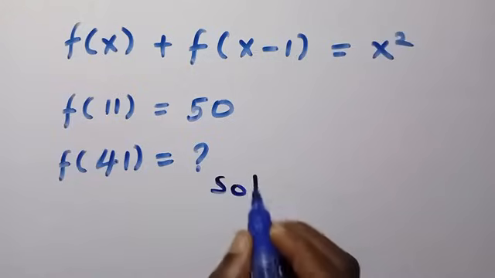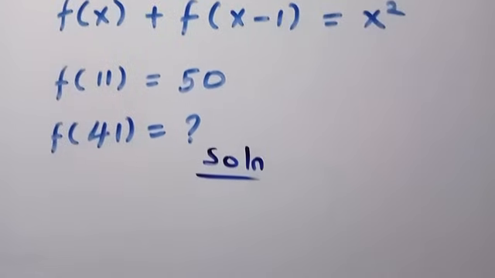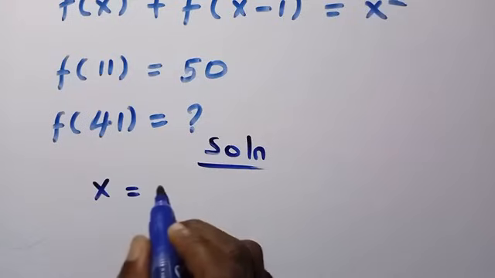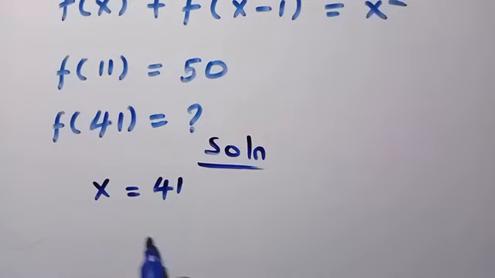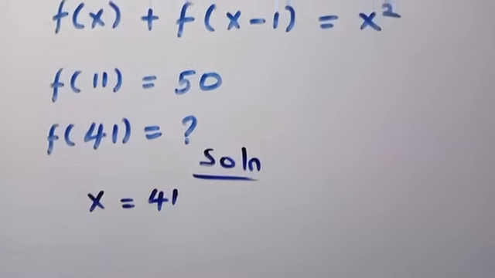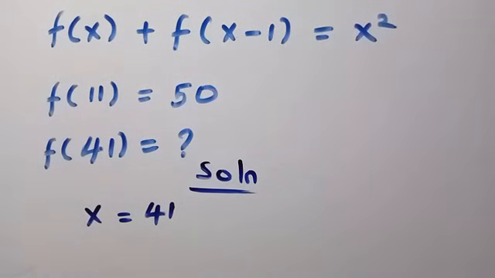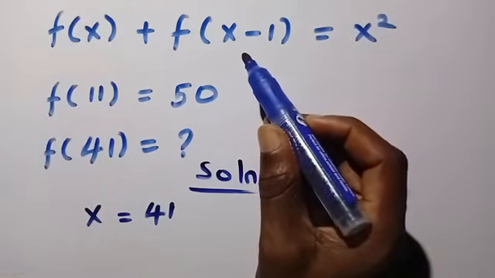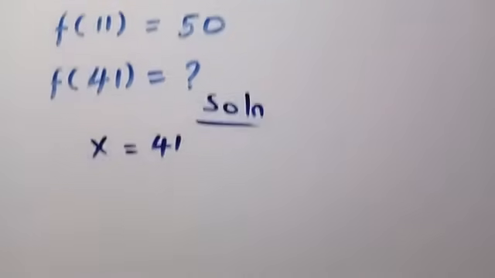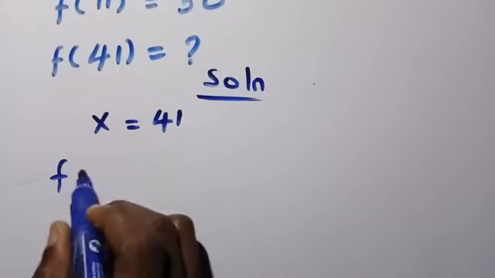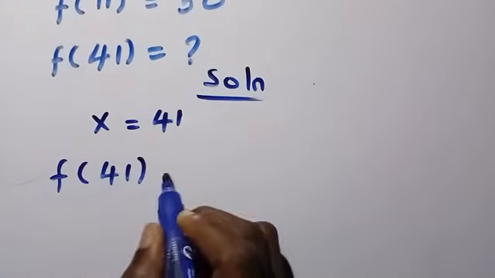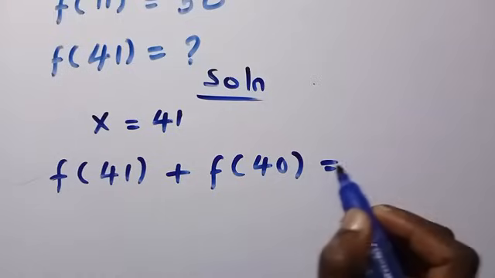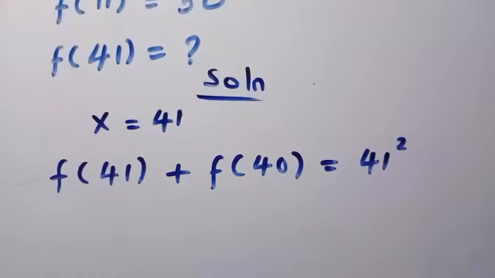When we consider the solution from here, let's start from when x equals 41. We are going to substitute this in the given function. For the first one we have 41, while this one becomes 40. Here we have f(41) + f(40) = 41².